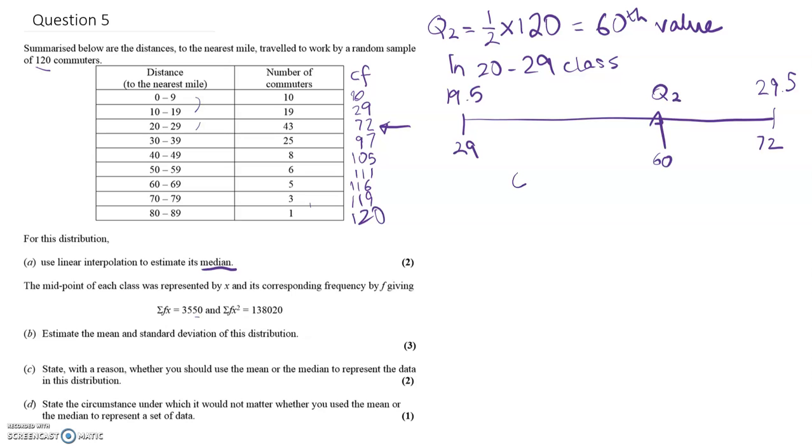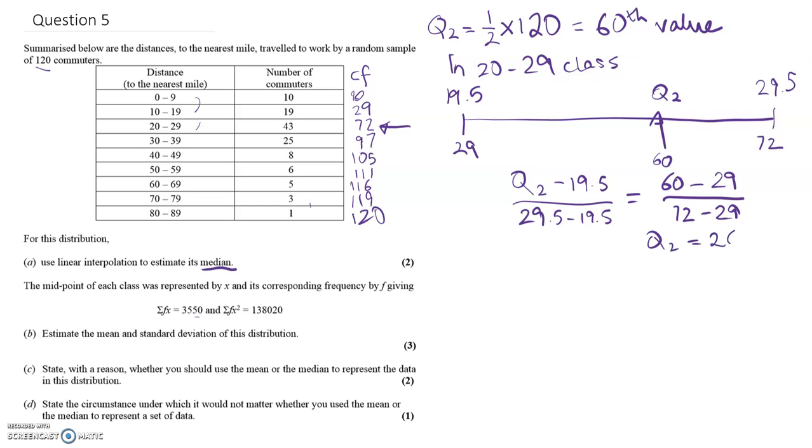So to work out Q2, we can say that the gap between Q2 and 19.5 over the total gap is the same as the gap between 60 and 29 over the total gap. And that gives you Q2 is 26.7.